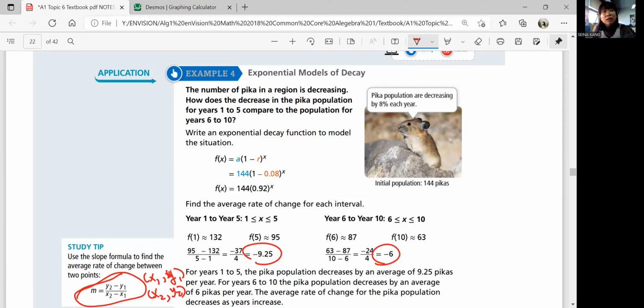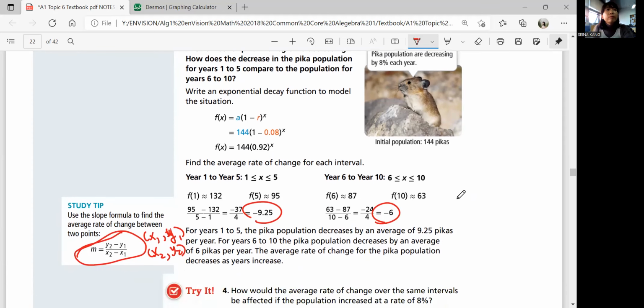Your rate of decrease is negative 9.25 for year 1 to 5 and negative 6 for year 6 to 10. So we can compare them. For years 6 to 10, it decreases by an average of 6 picas per year. But for years 1 to 5, it decreases by an average of 9.25 picas per year. The average rate of change for the pica population decreases as years increase. Okay? This is how you can put it into words.